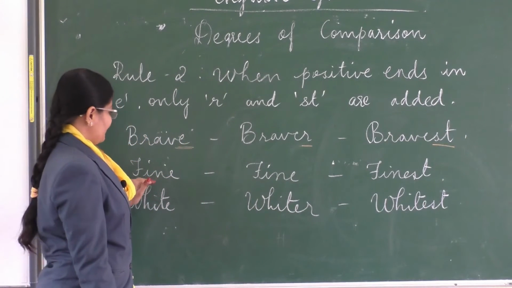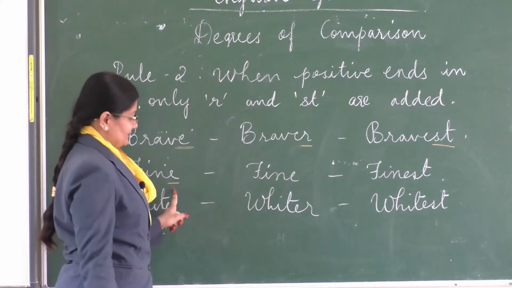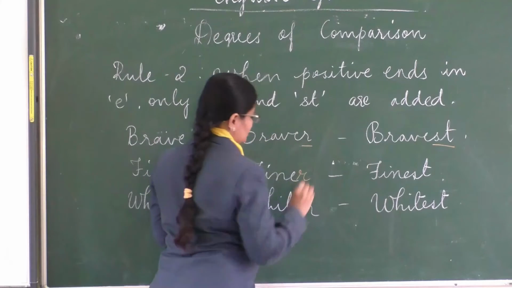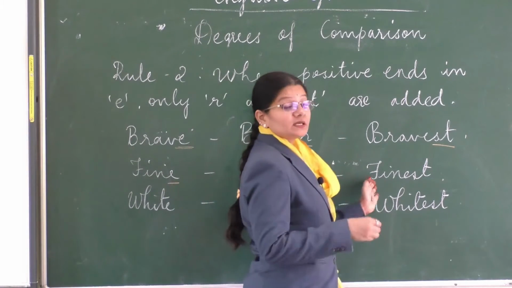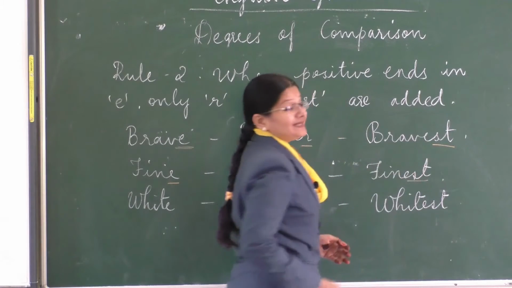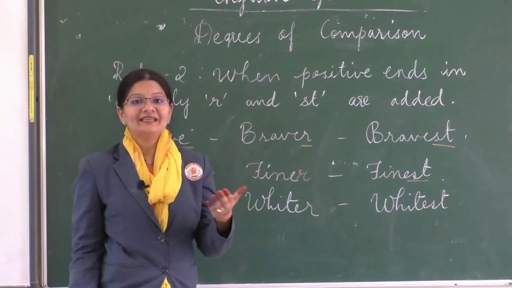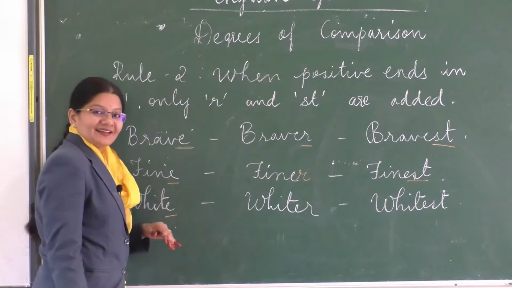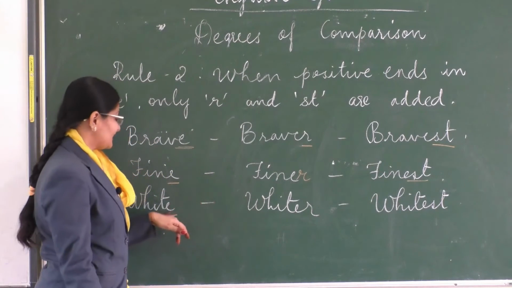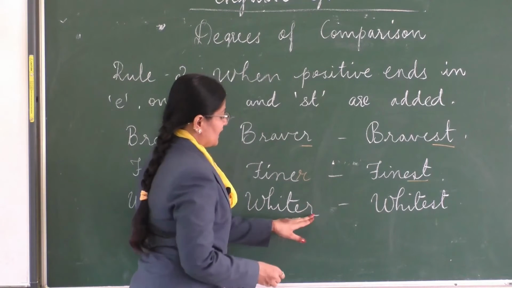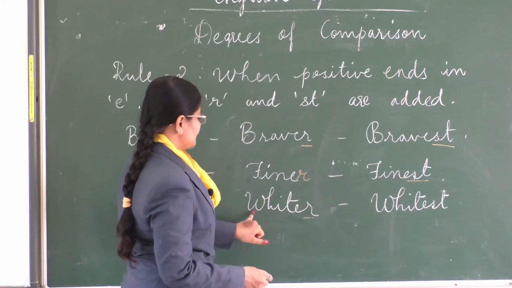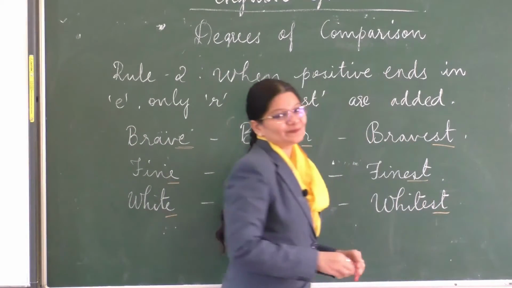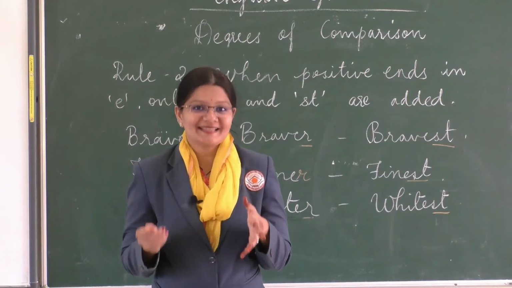Next, fine, f-i-n-e, see here it's e. So what will I do here? To make it comparative degree, I would simply add r, so it's finer, and to make it superlative degree, it is est. So finest. And then white, w-h-i-t-e, and then you add r to it, that is whiter, and then you have whitest. Okay, kids?